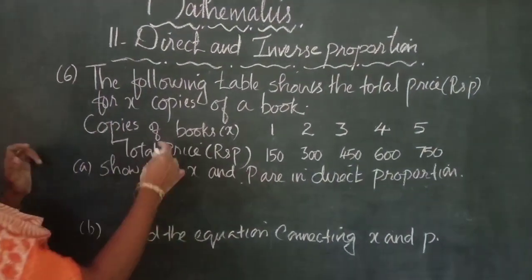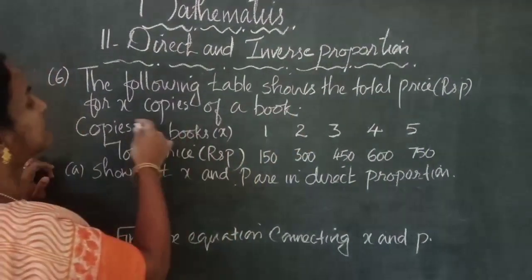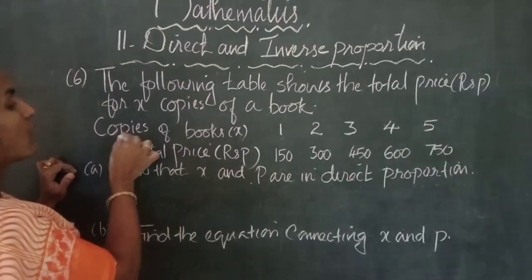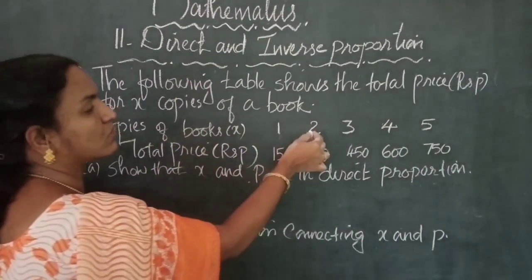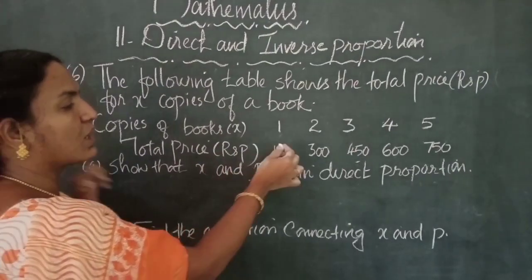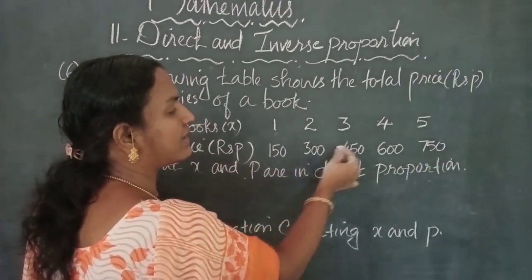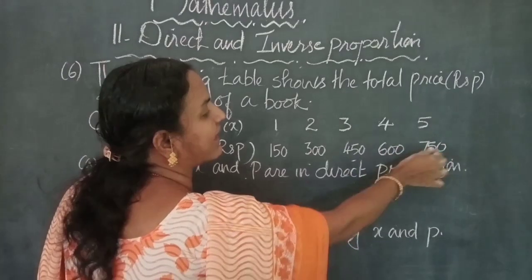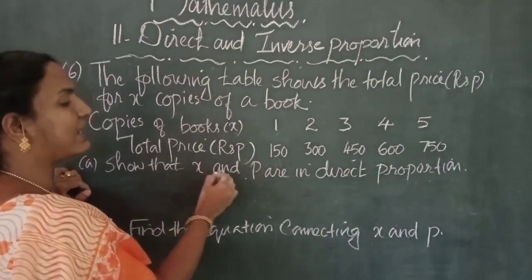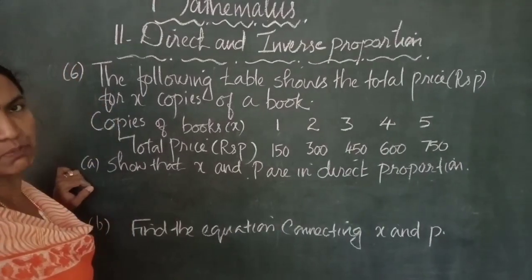Question number 6. The following table shows the total price rupees P for X copies of a book. Copies of books X: 1, 2, 3, 4, 5 and the total price rupees P: 150, 300, 450, 600 and 750. Option A, show that X and P are in direct proportion.